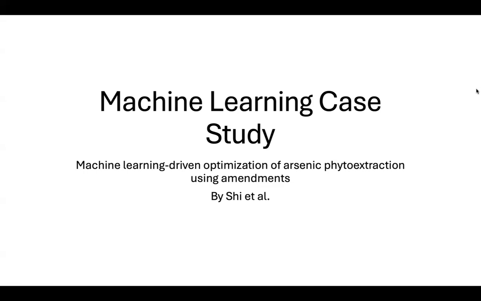Welcome to this machine learning case study. Today, we're going to be covering the paper titled Machine Learning Driven Optimization of Arsenic Phytoextraction Using Amendments.